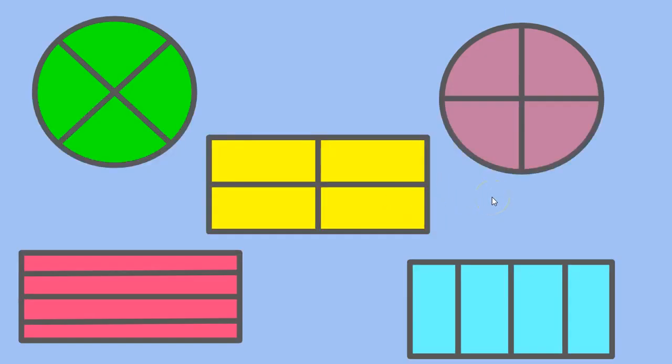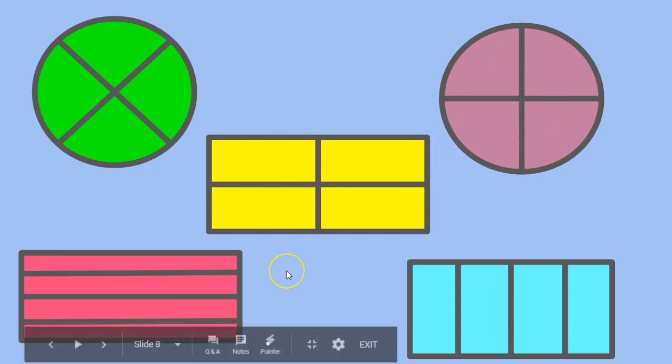Here are some examples of shapes, circles and rectangles, being cut into fourths or quarters. Once again, every single one of them was cut into 4 equal parts. One piece would be called 1/4 or a quarter.